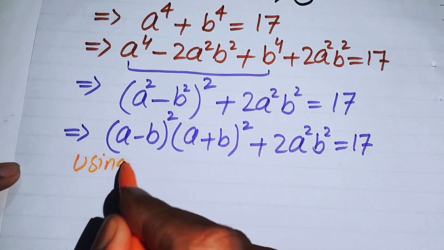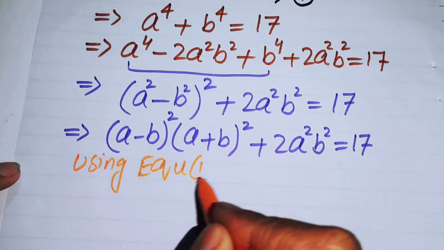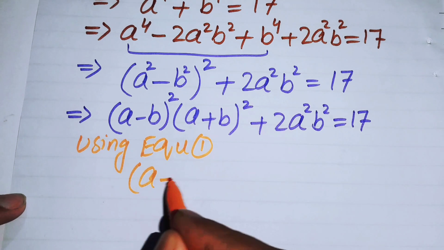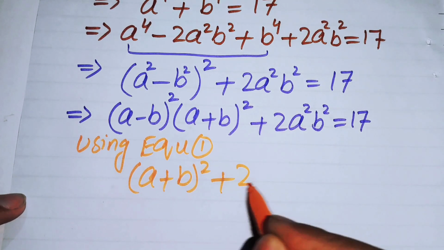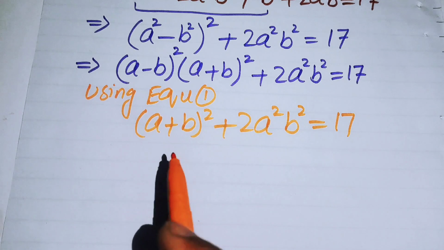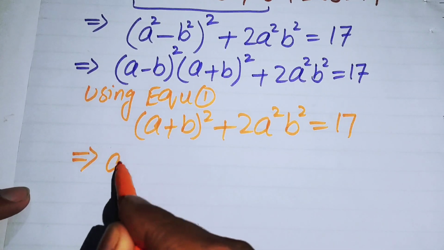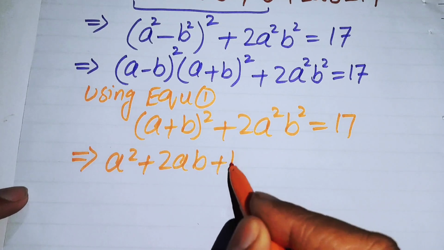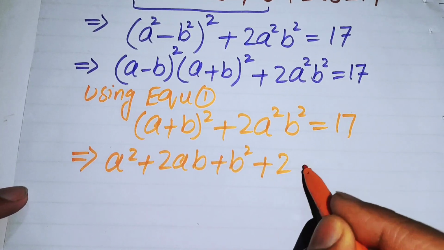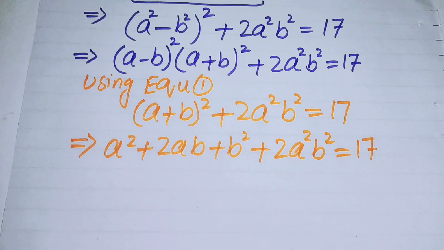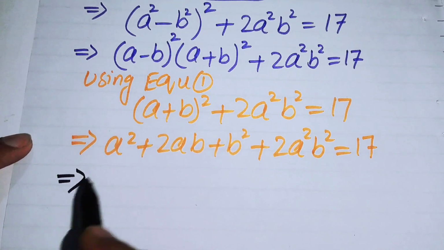So I can write here, using equation 1, a - b = 1, so you get 1 squared is 1, and we obtain (a + b)^2 + 2a^2b^2 = 17. Hmm, and now in the next step we open the square of this term, and you get a^2 + 2ab + b^2, and plus here we have 2a^2b^2 equals 17.